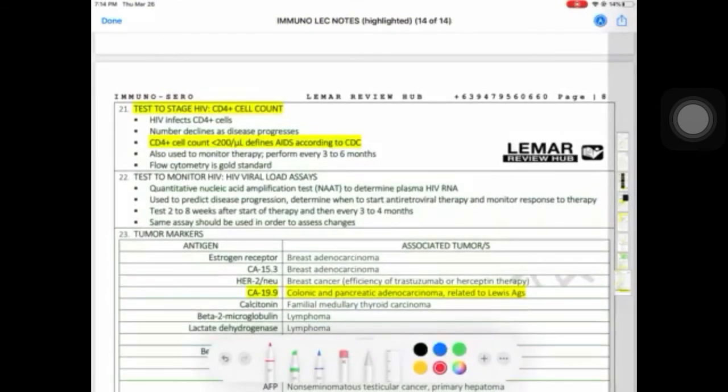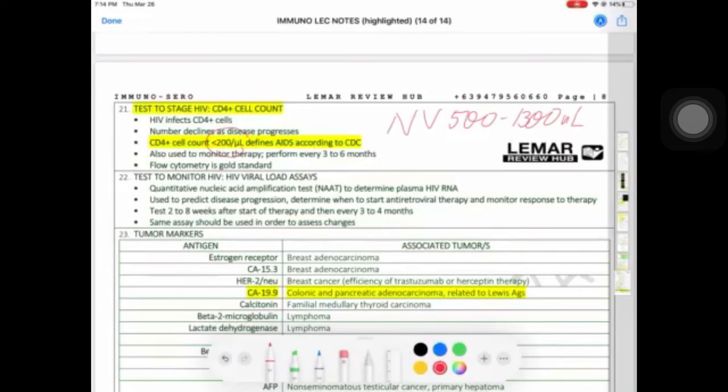Ang HIV infection, kailan siya tinatawag na AIDS? When the CD4 positive cell count is less than 200 per microliter. Remember, ang normal value po nito is from 500 to 1,300 per microliter. Ang CD4 positive cell count can be used to stage and monitor HIV. To monitor HIV, aside from the CD4 positive cell count, we have the viral load test. It is used to predict the disease prognosis, determine when to start antiretroviral therapy, and to monitor the patient's response to therapy.